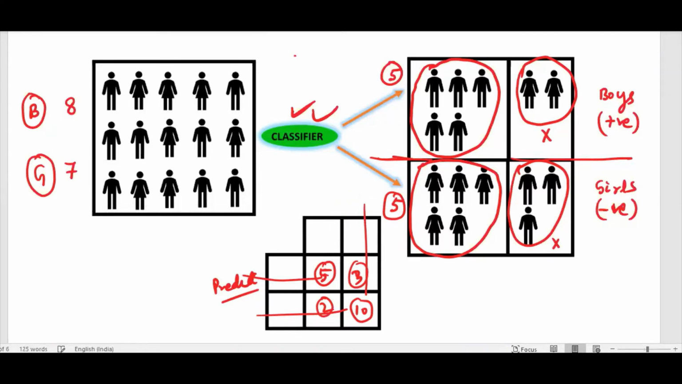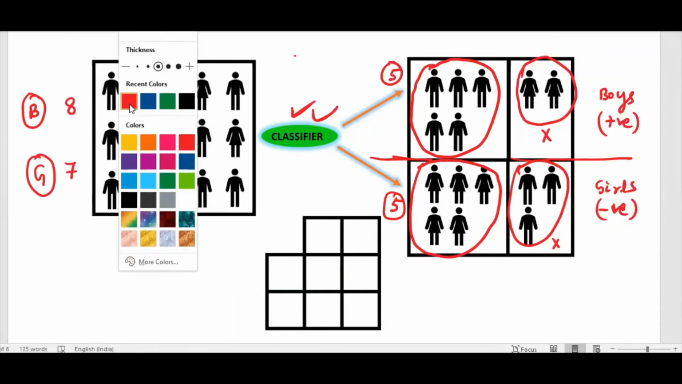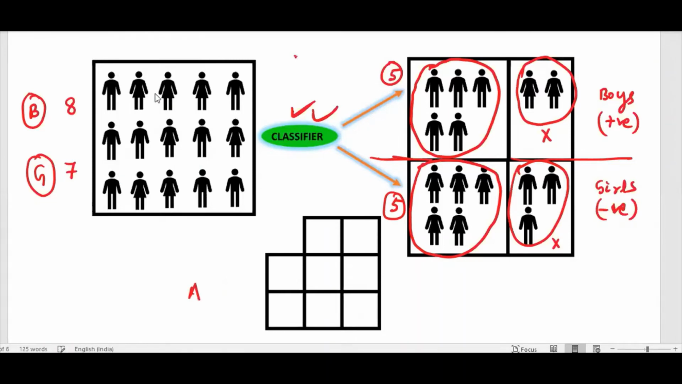Okay, let's not worry about that. Let me write here. Actual, we started with this, and then predicted by the classifier.